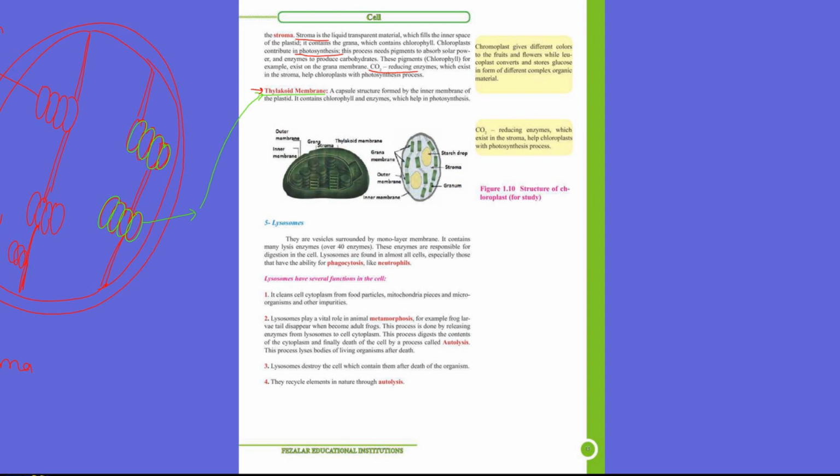We know photosynthesis is the process of plants using CO2 and H2O to produce organic materials like glucose. Also, we can call photosynthesis organic anabolism, or photosynthesis or CO2 reduction. They all mean the same, it is the function of chloroplast. Thylakoid membrane is a capsule structure formed by the inner membrane of the plastids. It contains chlorophyll and enzymes which help in photosynthesis.